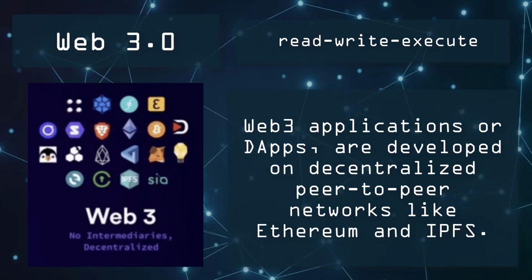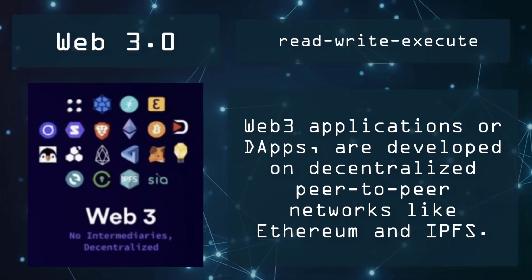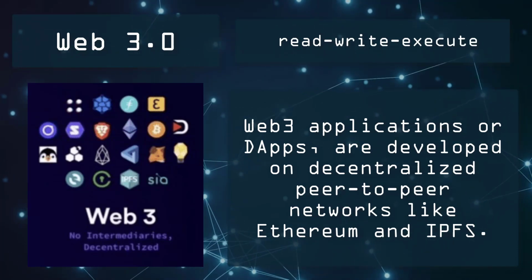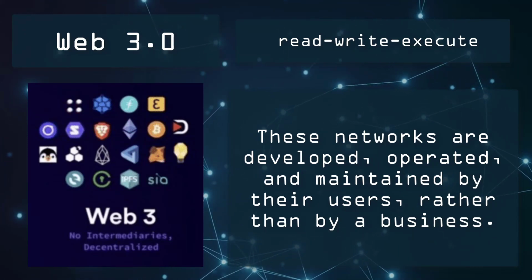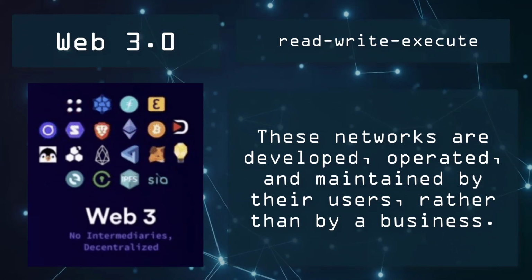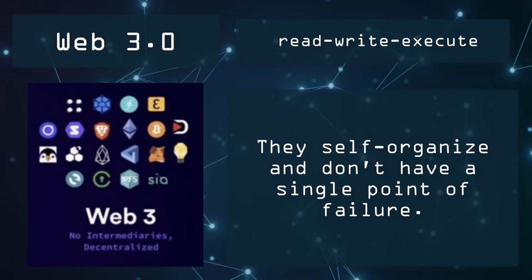Web 3 applications, or dApps, are developed on decentralized peer-to-peer networks like Ethereum and IPFS. These networks are developed, operated, and maintained by their users rather than by a business. They self-organize and don't have a single point of failure.